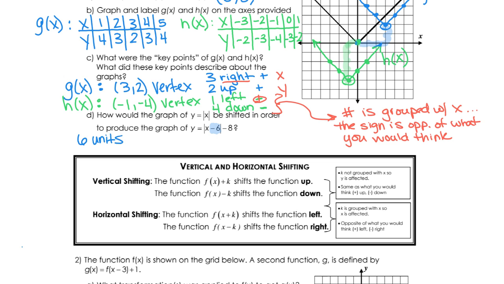Okay? Now, that -6 makes me think to the left. However, based on what we talked about, it's not. It's going to be 6 units to the right. Okay? All right, so what else do we have in here? We have this -8 tacked onto the end. See how it's not grouped with the x? It's not in the absolute values with it. Okay? And so we're going to go 8 units.